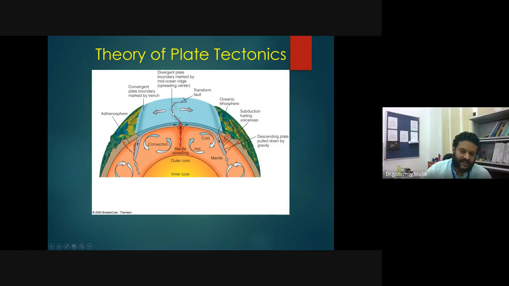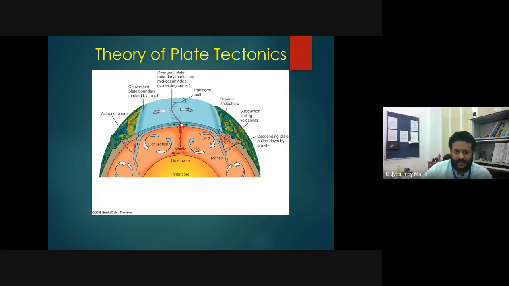Okay? And because of the convection cycle, of course, this plate is moving towards the right and this plate is moving towards the left. And hence, we see the development of such beautiful magnetic strips on both sides of the mid-oceanic ridge, right?